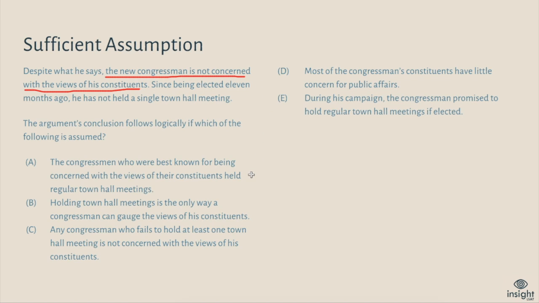A. The congressmen who were best known for being concerned with the views of their constituents held regular town hall meetings. Okay, that doesn't help us out here, really. It's about other congressmen. We need something about this congressman.